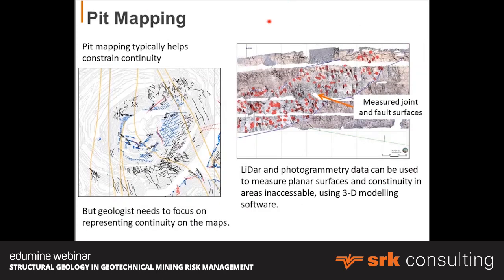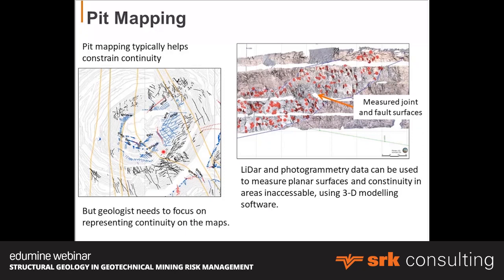So we need to think about how to constrain continuity. How do we define it so that we can build adequate models that represent the continuity of fault systems in an appropriate way? Clearly, if you do have good exposure in your pit, mapping is a great way to actually define that continuity. You need to make sure, however, that when you're mapping, you are capturing that appropriately.